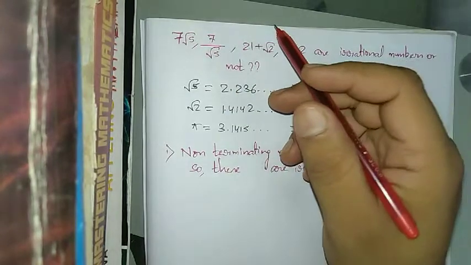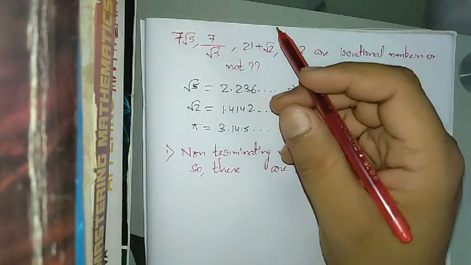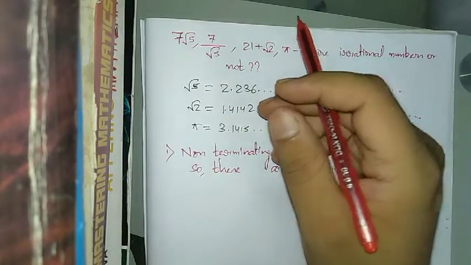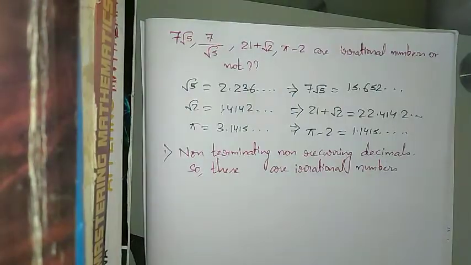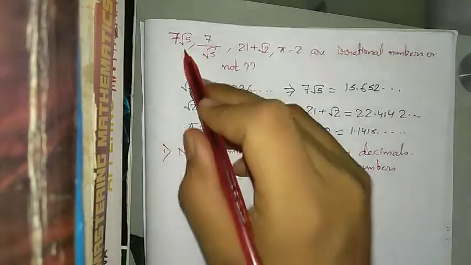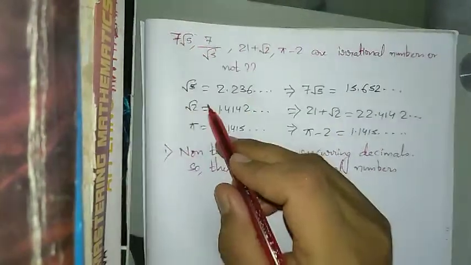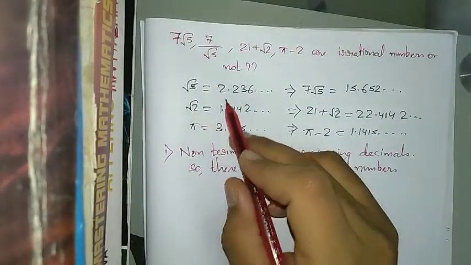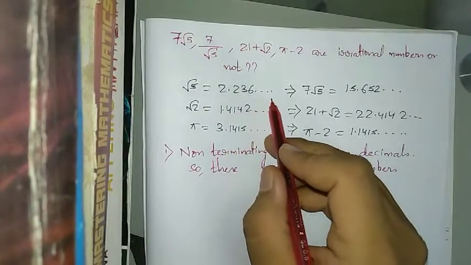So any root of a non-perfect square number is an irrational number. It is not necessary that the root of a non-perfect square number will be an irrational number. The value of the root has to be non-terminating and non-recurring, then only it will be an irrational number. So let's check the values. Let's talk about root 5. So root 5 value is 2.236 dot dot dot dot, right?